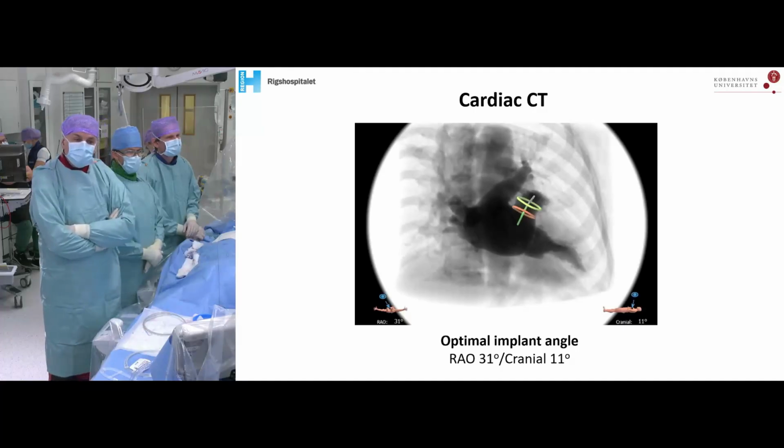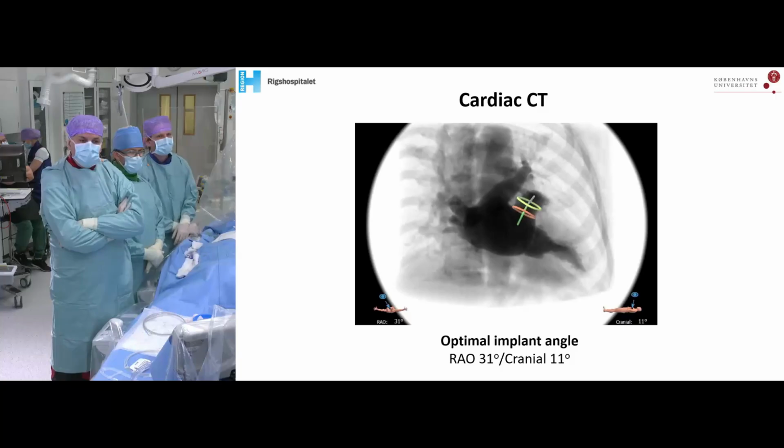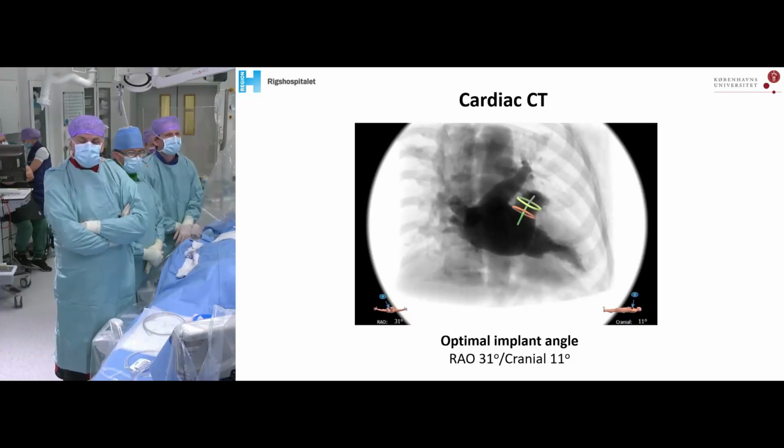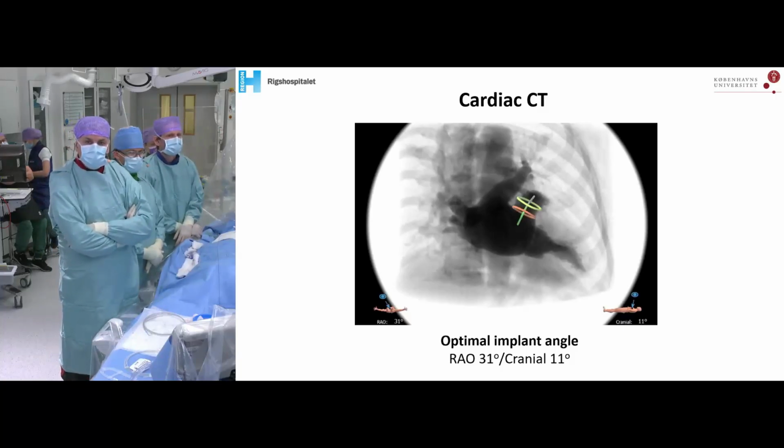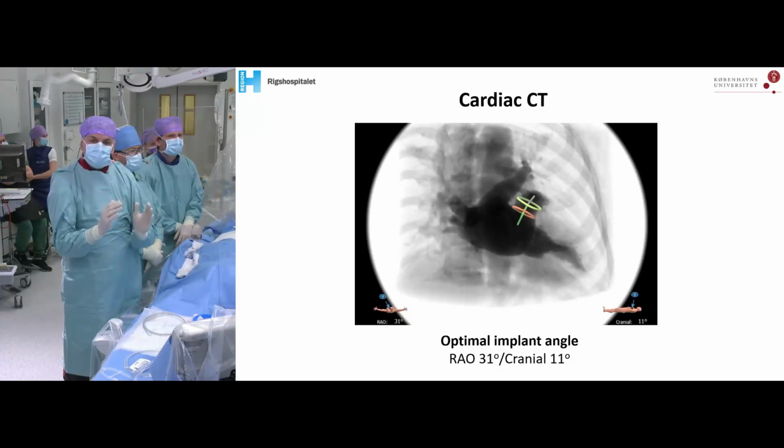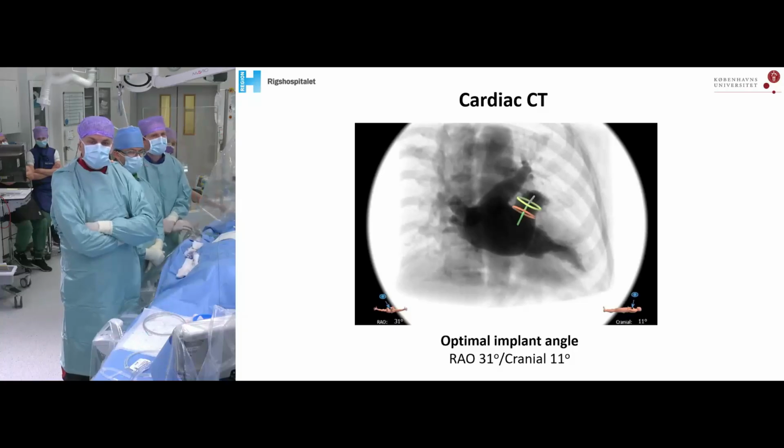This image here shows the CT scan where you see the red ring is where the ostium is, and the yellow one is where the landing zone is. So from this you can actually project what is going to be the optimal C-arm projection to have both of these structures within the imaging plane. And you can see here we're going to choose an RAO 31 and a cranial 11 degrees.